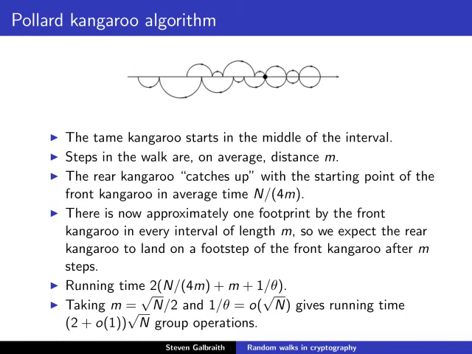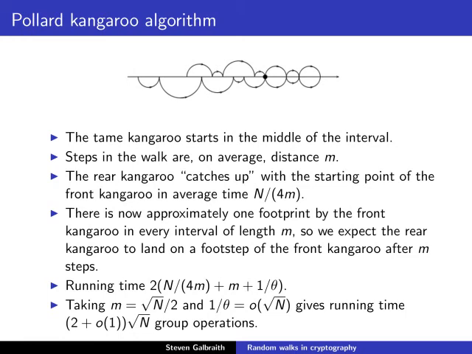In this case, the wild kangaroo is starting in the first half of the interval, the tame kangaroo starting in the middle. So the first thing that's got to happen is the rear one has got to catch up with where the first one started. So there's going to be some number of steps where the rear one's catching up with the start. I don't know which is which. I'm just running both things together. Now, on average, this is n over 2, this is 0, so on average, you've got to go n over 4 distance. So on average, the distance between the rear and the front is n over 4. It might be n over 2, it might be 0, but on average, it's n over 4. And the steps are of distance m, on average, so it takes about n over 4m steps for the rear kangaroo to catch up to where the front one started.